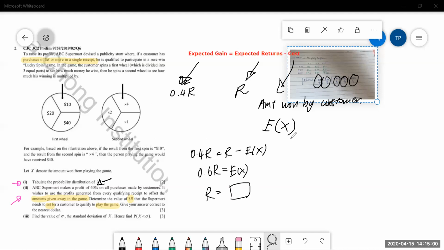Then for part 3, you have to find the sigma. Sigma is basically equal to the square root of the variance of X. Correct? Yeah. So you have to find the variance of X. You know how to find the variance of X? You can use your GC to find it, by plotting into the table.